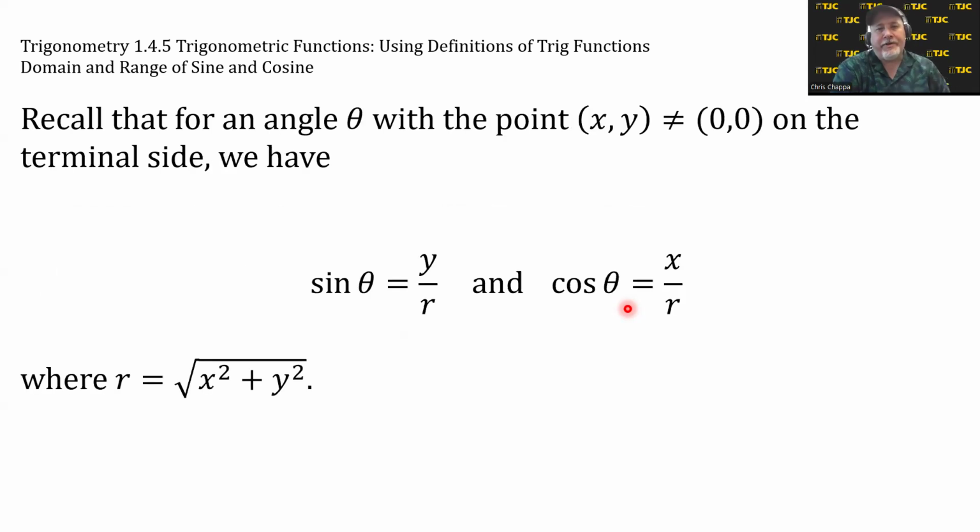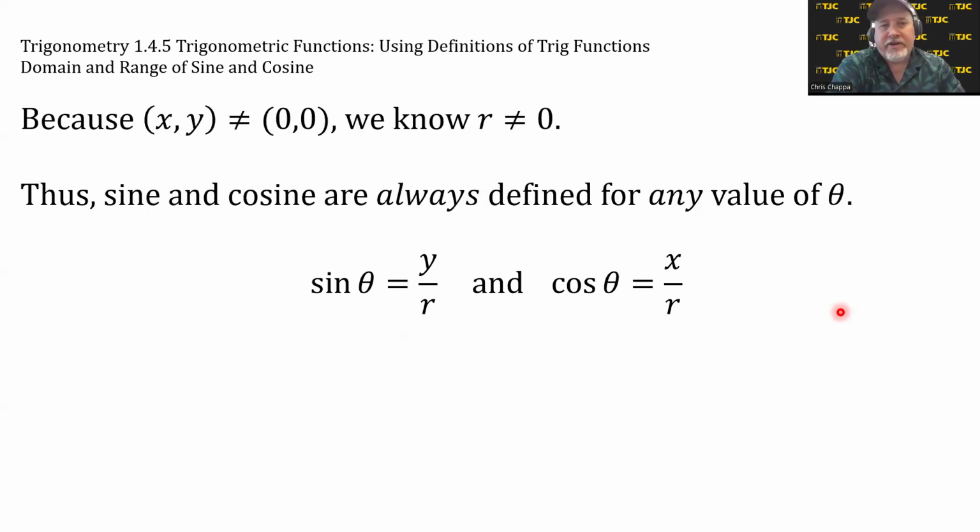Recall that for an angle theta, with the point x, y not equal to the origin on the terminal side, we have sine of theta equals y over r and cosine of theta equals x over r, where r equals the square root of x squared plus y squared. Because x, y is not the origin, we know that r is not equal to 0. Remember that r measures the distance from the origin to the point x, y.